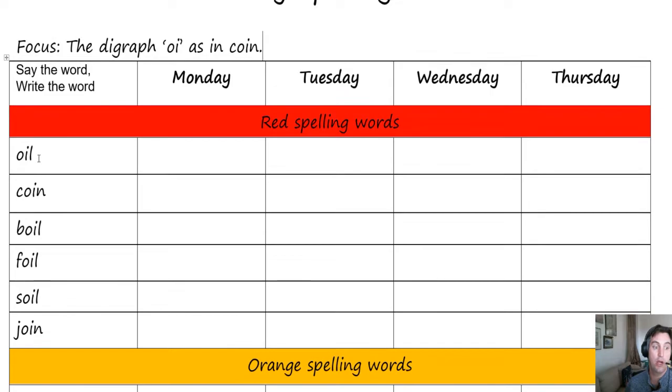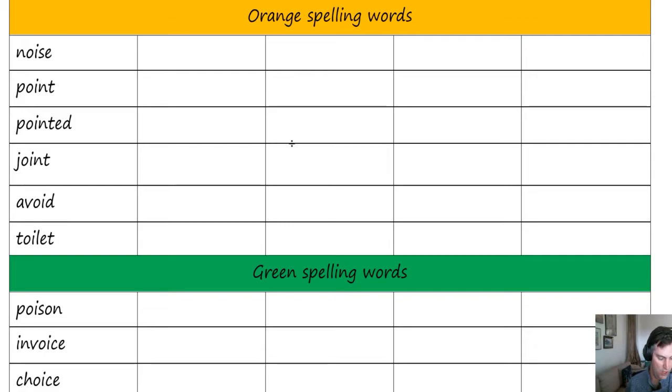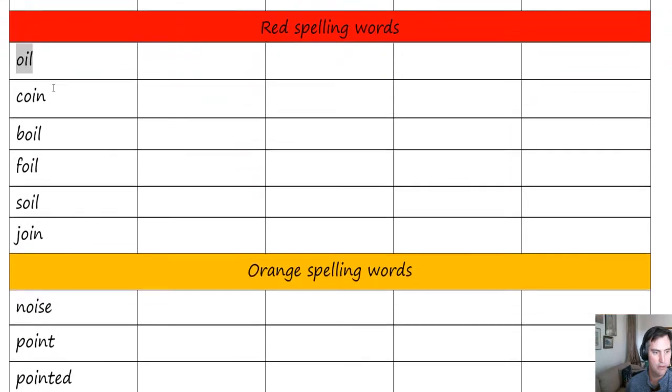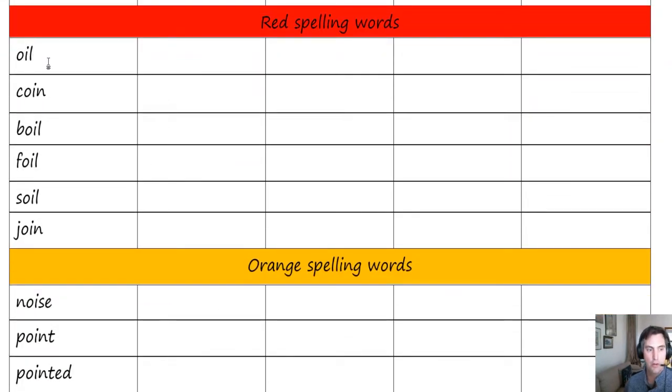All right, the first word. By the way, we're going to use the whole smart spelling process to go through the red words, and then we'll go through say and meaning for the orange and the green words. All right. So first word is oil. Say the word oil.